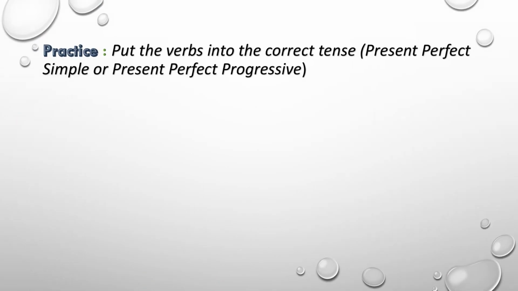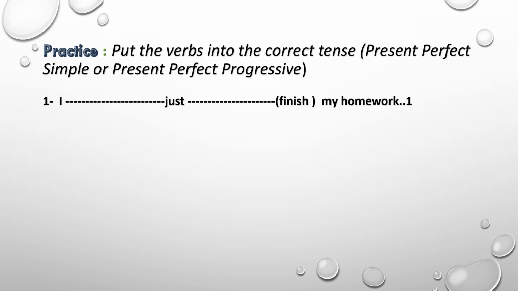And now let's start with this practice. Put the verbs into the correct tense, present perfect simple or present perfect progressive or continuous. The first sentence: I just finished my work or my homework. Here we have the time adverbial just. As I told you, just indicates present perfect tense. So the correct answer will be: I have just finished my homework.